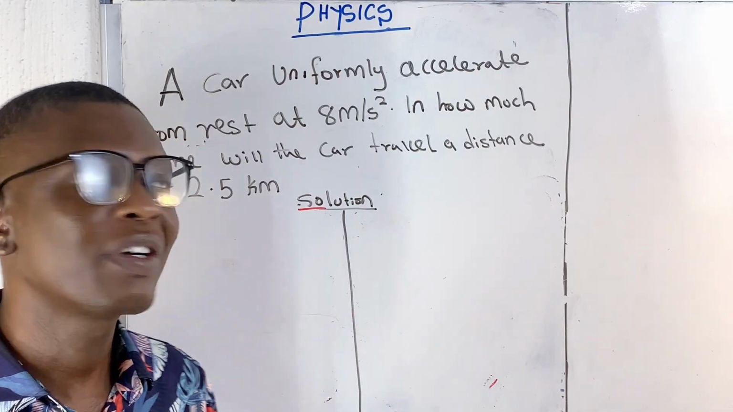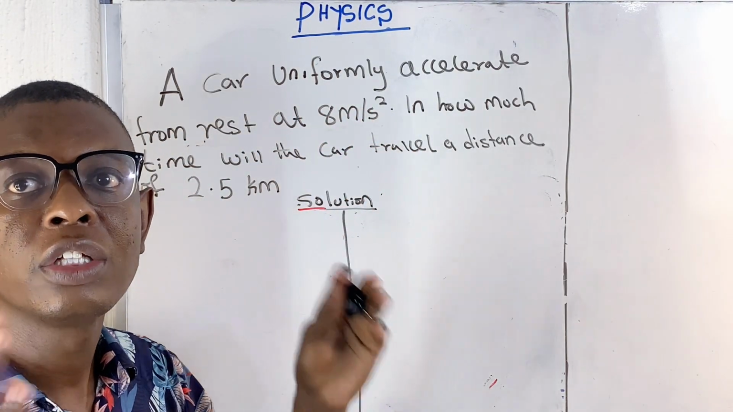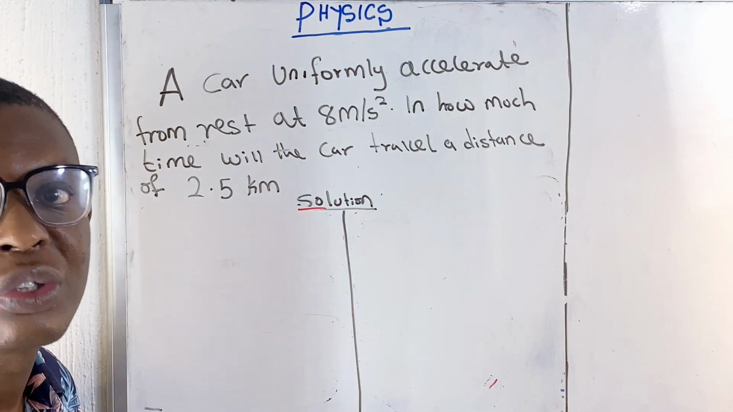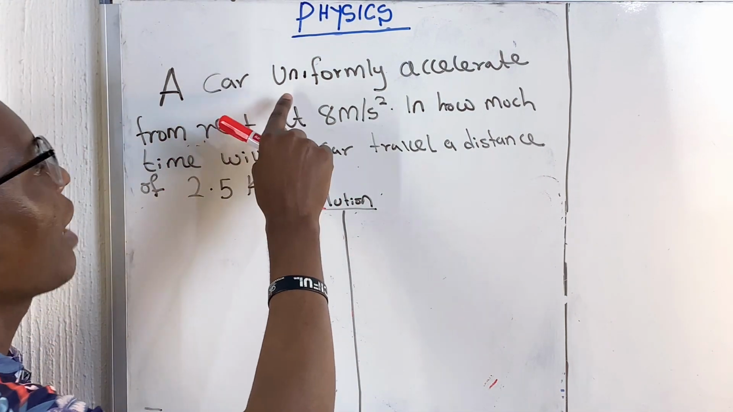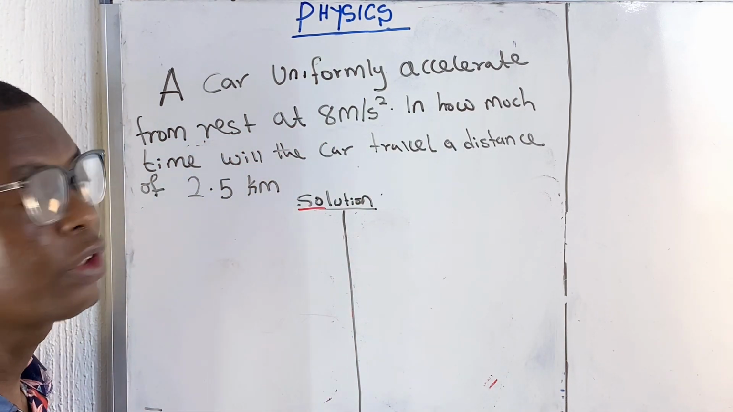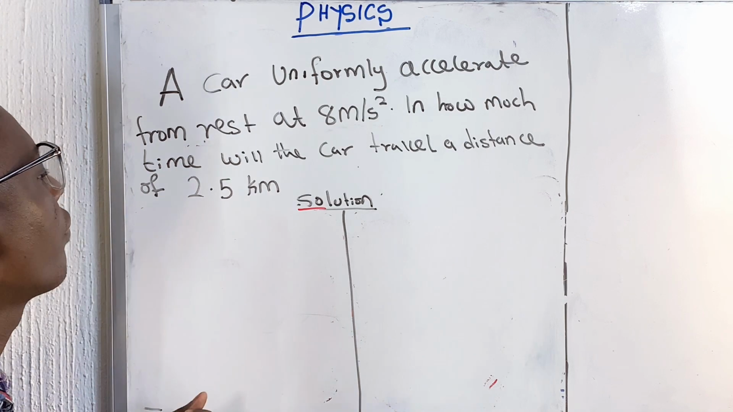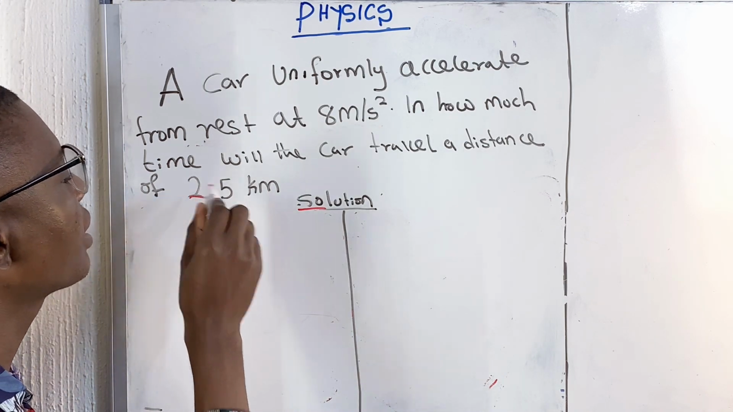Hi guys, we have a question that has to do with the equations of motion. So let's provide an answer to it. A car uniformly accelerates from rest at 8 meters per second squared. In how much time will the car travel a distance of 2.5 kilometers?